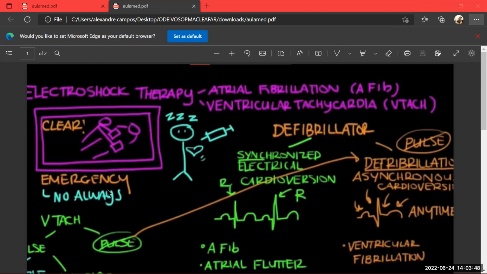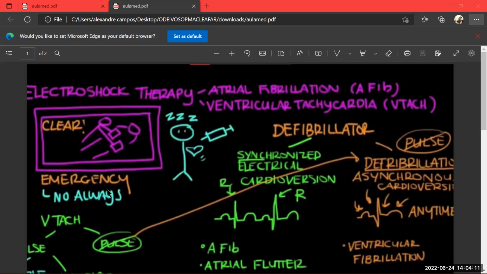And we have shockable rhythms. There are ones that you cannot shock. The ones you can are AFib, VFib, VTAC. And those pads are called the defibrillator.